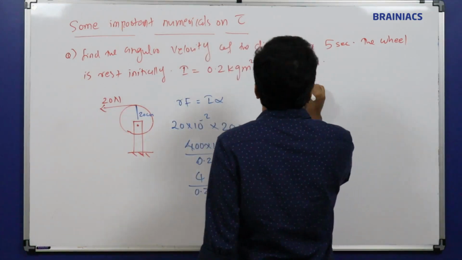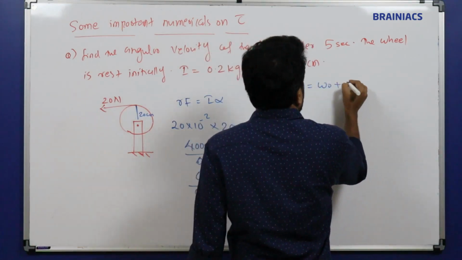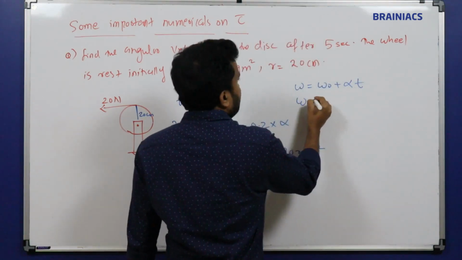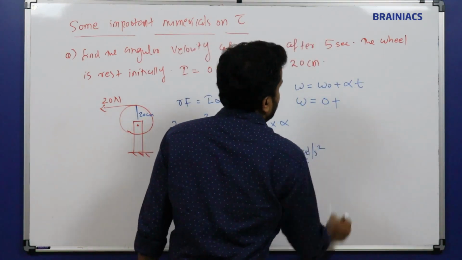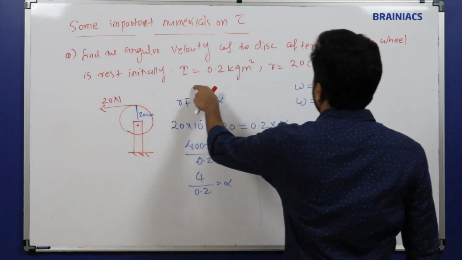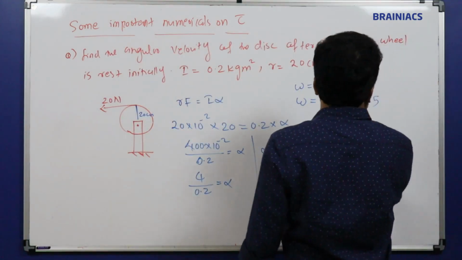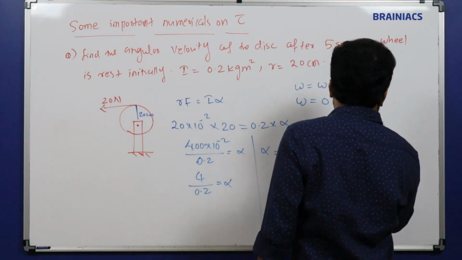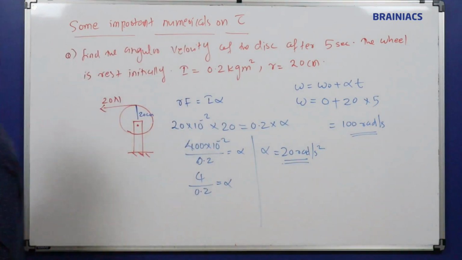So to find omega, omega is equal to omega 0 plus alpha t, like v is equal to u plus at. The system is initially at rest, so omega 0 is 0, alpha is 20, and time t is 5 seconds. So the answer is 100 radians per second, which is the right answer for the question.